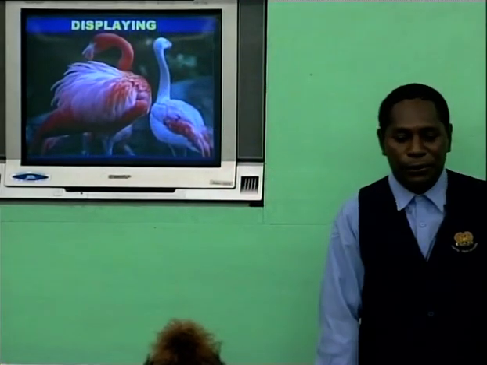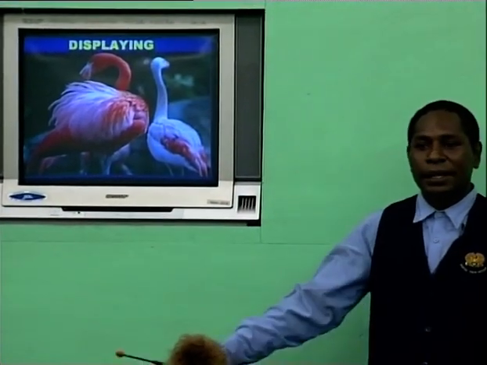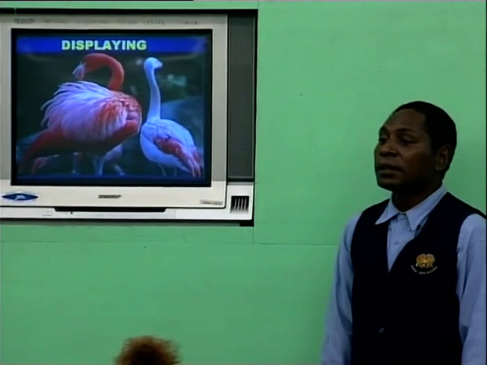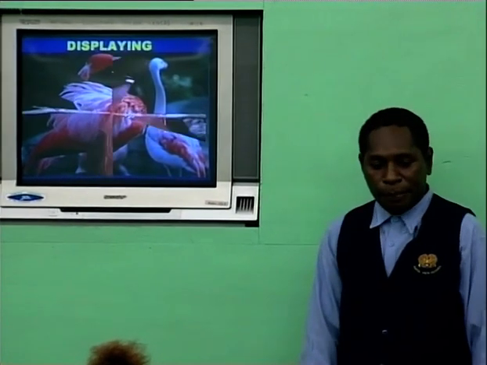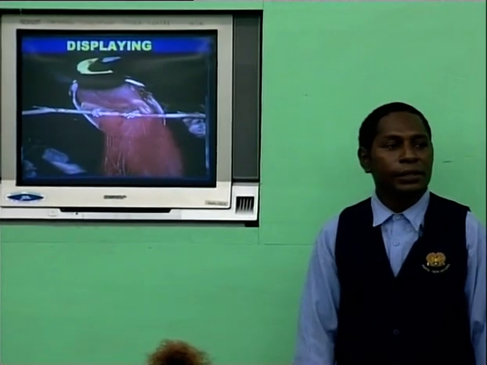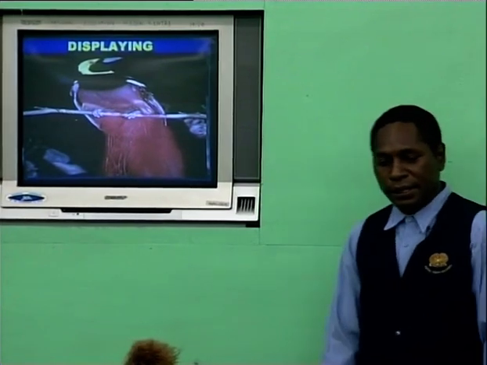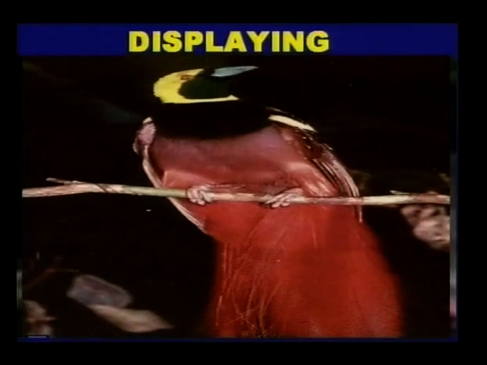That is a flamingo. We can have a flamingo or what other birds? Our very own bird of paradise. Okay, we can also have bird of paradise. Bird of paradise is also another bird that displays itself to attract mates. And of course, we can have a very beautiful one, just like the one Lisa brought there.